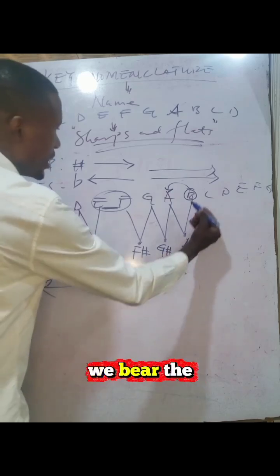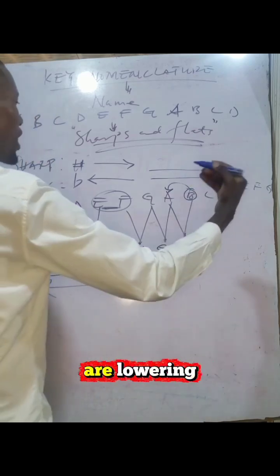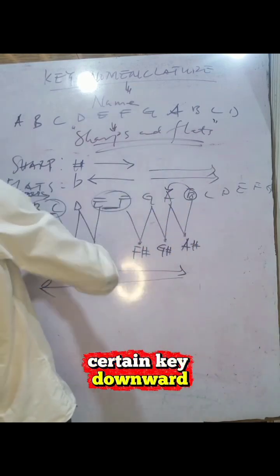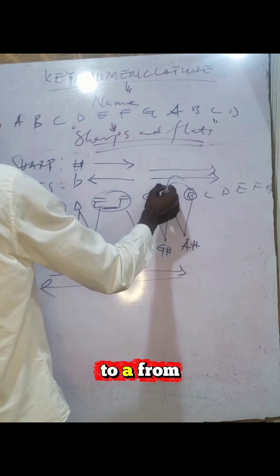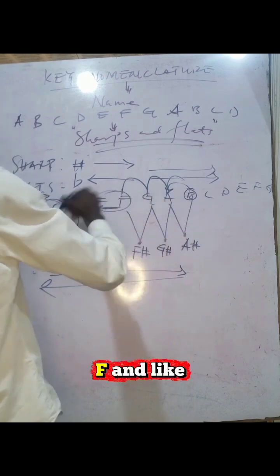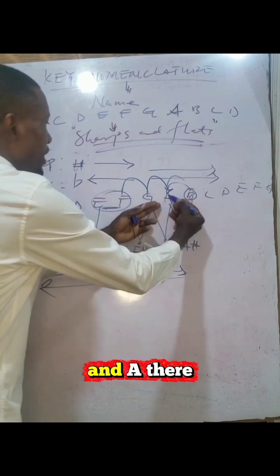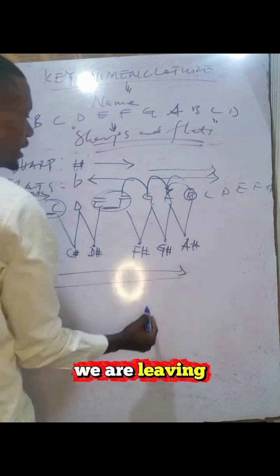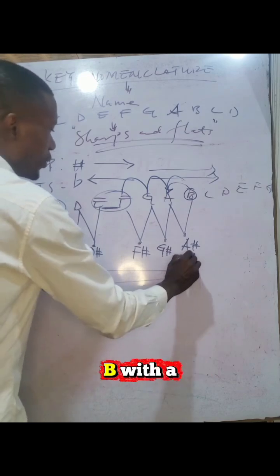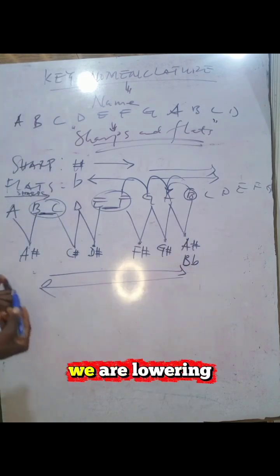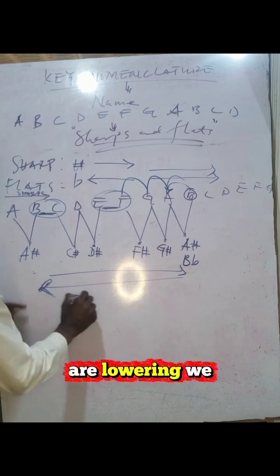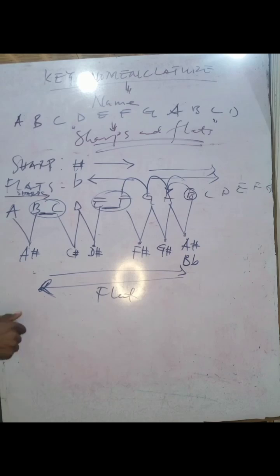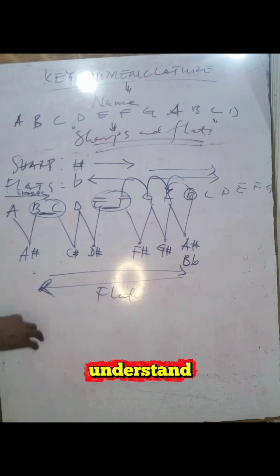The key here will bear the name of the key we are leaving. Don't forget we are lowering. So we are moving from a certain key downward. So we are moving from B to A, from A to G, from G to F, and like that. So between B and A, there is a key. It will bear the name of the key we are leaving. So here is B with a flat added. Don't forget that when we are lowering, we use the word flat. Hope it's not too difficult to understand.